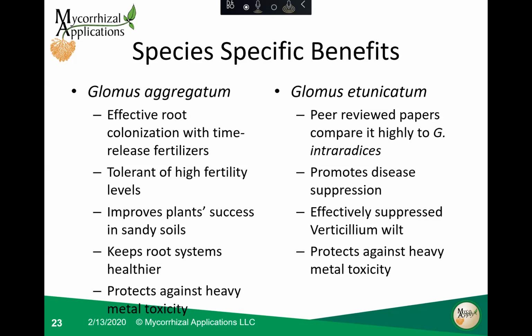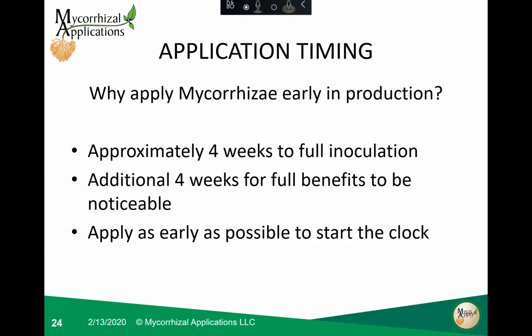Now we know what mycorrhizae is and why we want to choose multiple species. So how do we apply it, and when? You want to apply it as early as possible, because it takes about 4 weeks for the inoculation to happen. After that, it takes an additional 4 weeks for someone to see the benefits of mycorrhizae. So you want to apply as soon as possible.